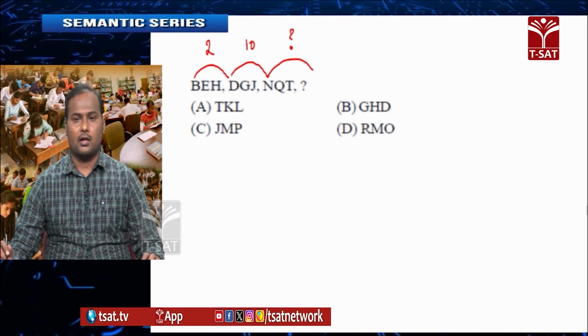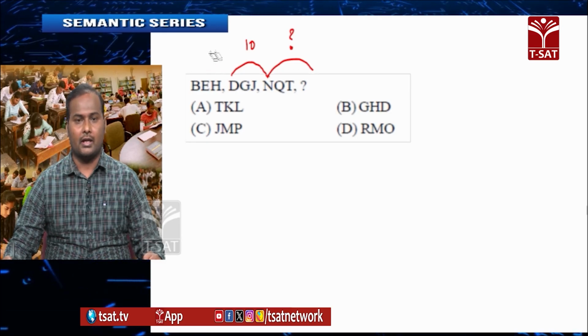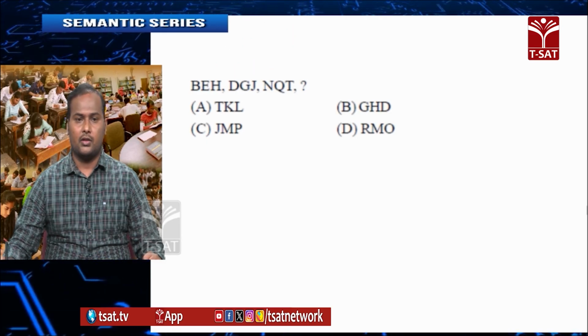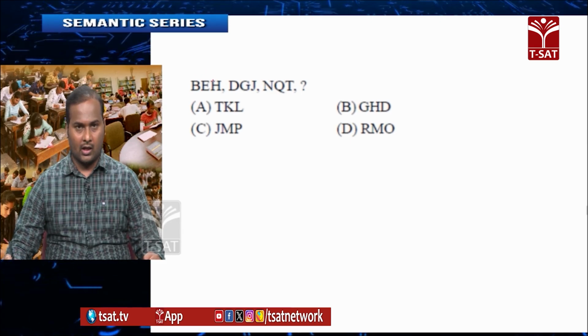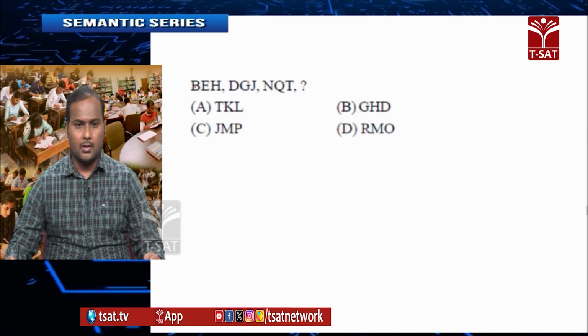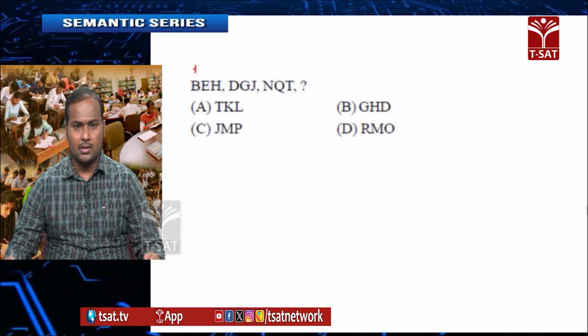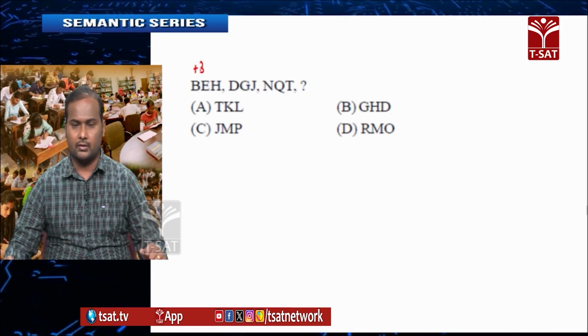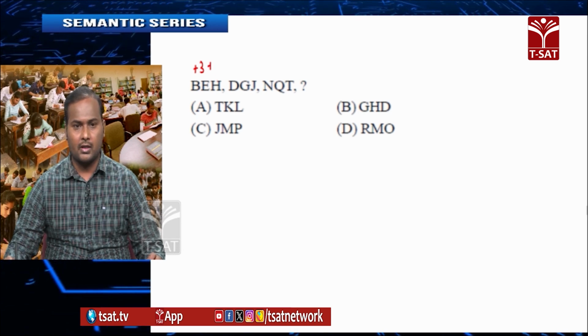So whenever we are unable to predict like this, what you do in the exam is, generally you check the difference with respect to B, E and H only. That is B to E. What is the change from B to E? The change from B to E is plus 3. It is increasing by 3. In the same way, E to H, it is also increasing by 3.